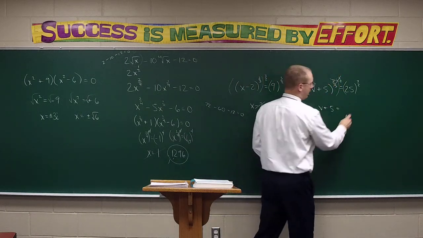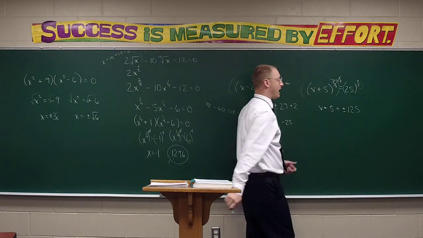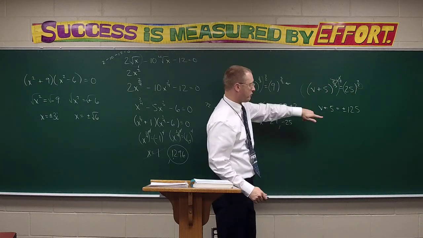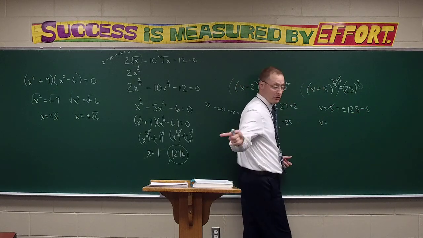125. Positive, yeah, because again, an even denominator is going to give us positive and negative, so positive negative 5, which we have to cube both of those. And of course, we'll just subtract the 5 away to get what 2 answers for v, Kendall?